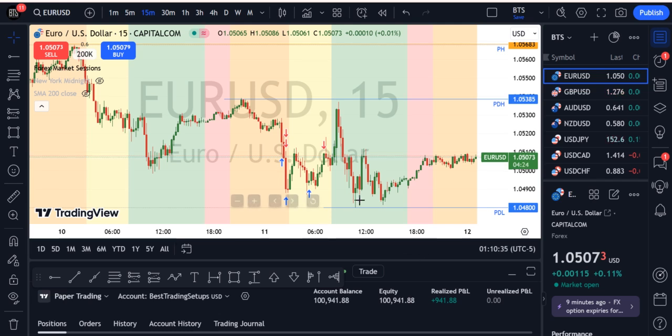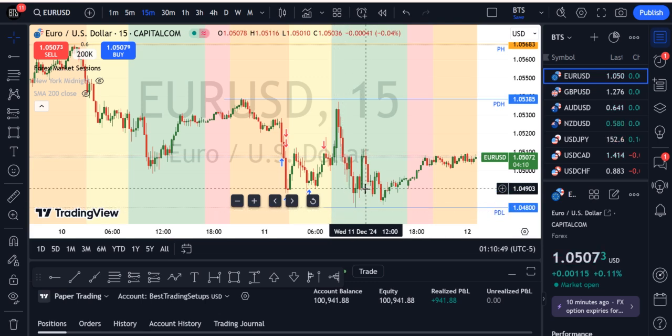Currently, as you can see, we are in a range, and you can see previous day high and previous day low. Right above these highs is liquidity, buy side liquidity. Right below these lows is sell side liquidity.